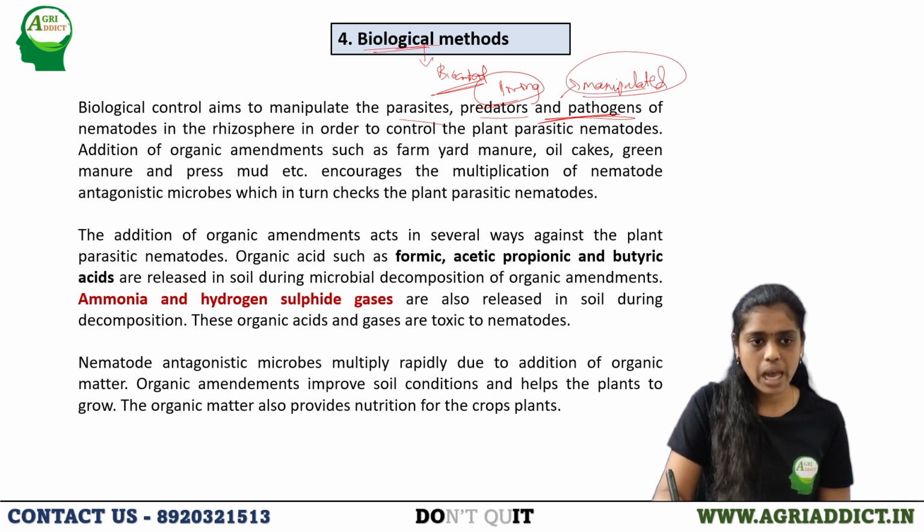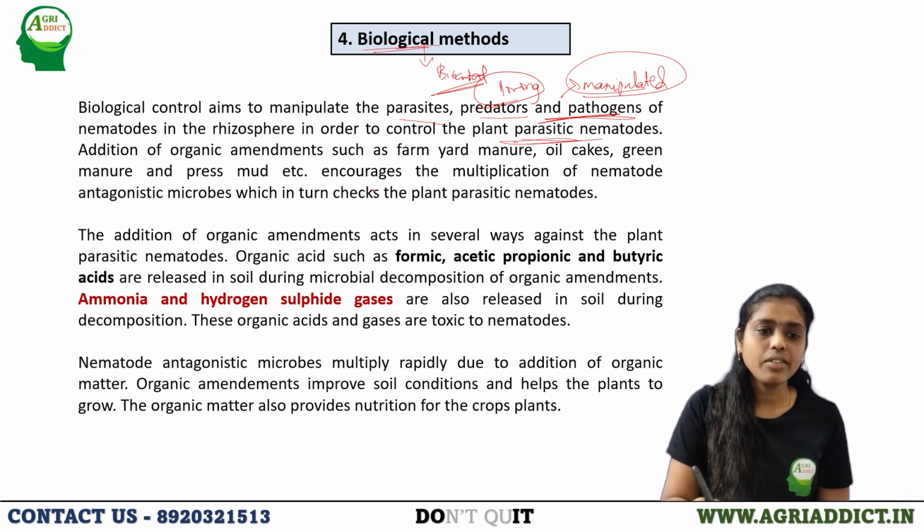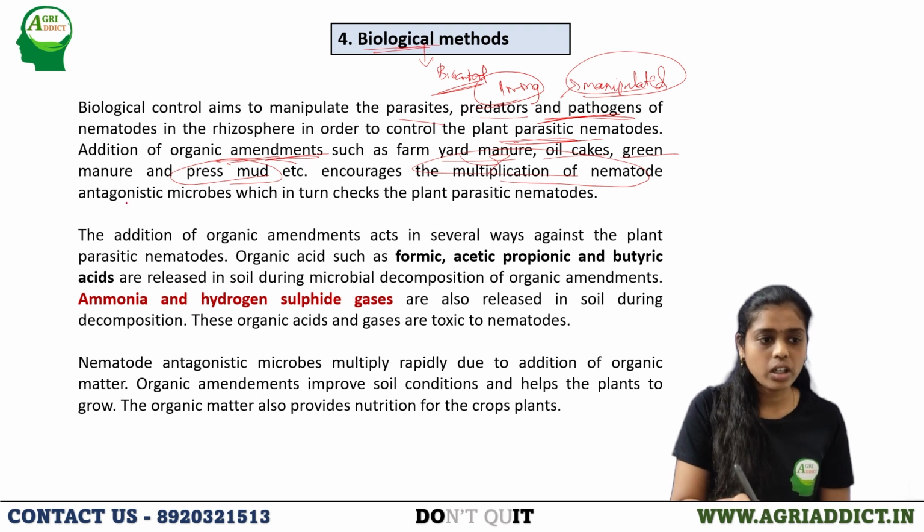These organisms can be manipulated for the control of plant parasitic nematodes. And even this method can be made very effective by the addition of organic amendments such as farmyard manure, oil cakes, green manure crops, and also press mud. As I initially explained, this concept works because it increases the multiplication of the nematode antagonistic microbes.